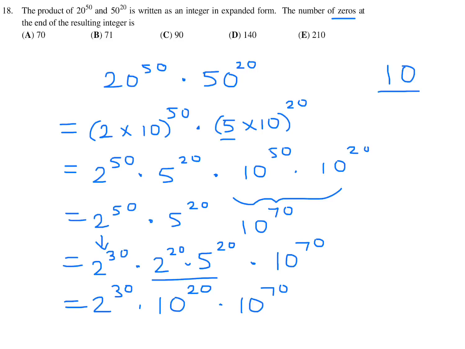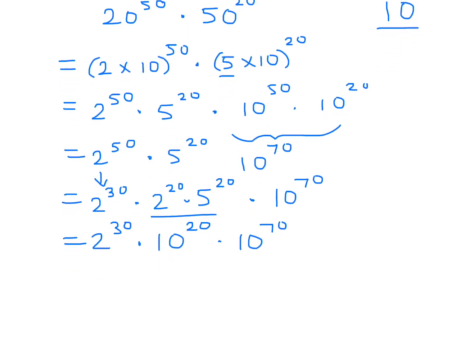So what this does is essentially allows us to see that this whole number is essentially just 2 to the power of 30 times 10 to the power of 90. 2 to the power of 30 is some big long number. And in case you're wondering what it is, it's this number right here.